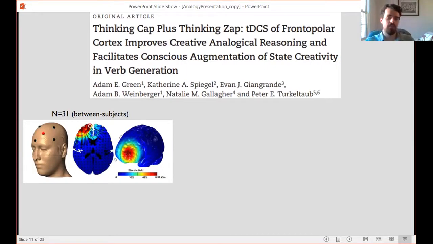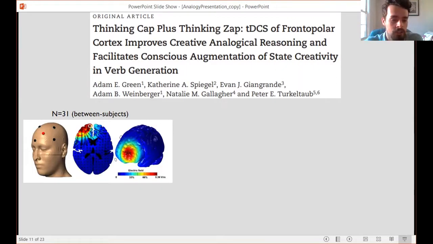For this study, we have 31 participants. It was a between-subject design. And here we're using high definition tDCS, where, prior to doing the study, we modeled the electrical field that we would target to hit this frontopolar cortex. Again, feeding in all that fMRI data we had before, we're trying to target this region and look at how it impacts performance on the creative analogical reasoning task.